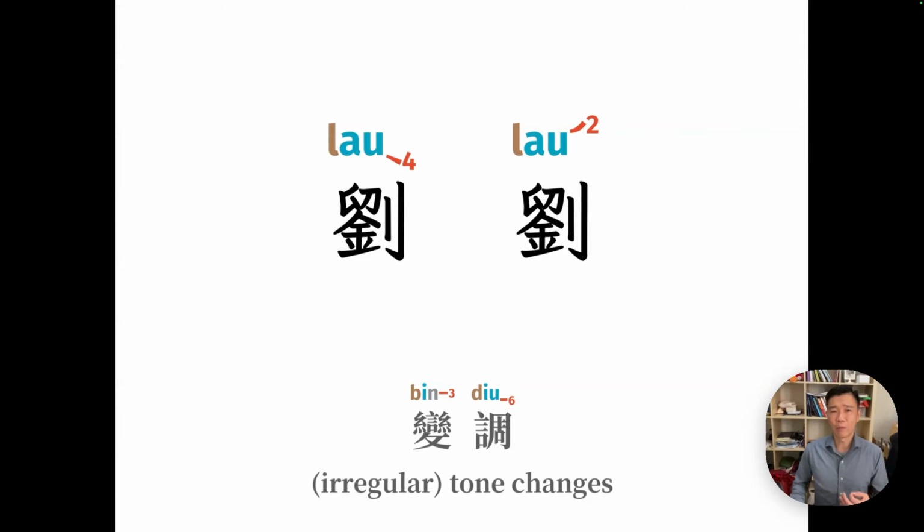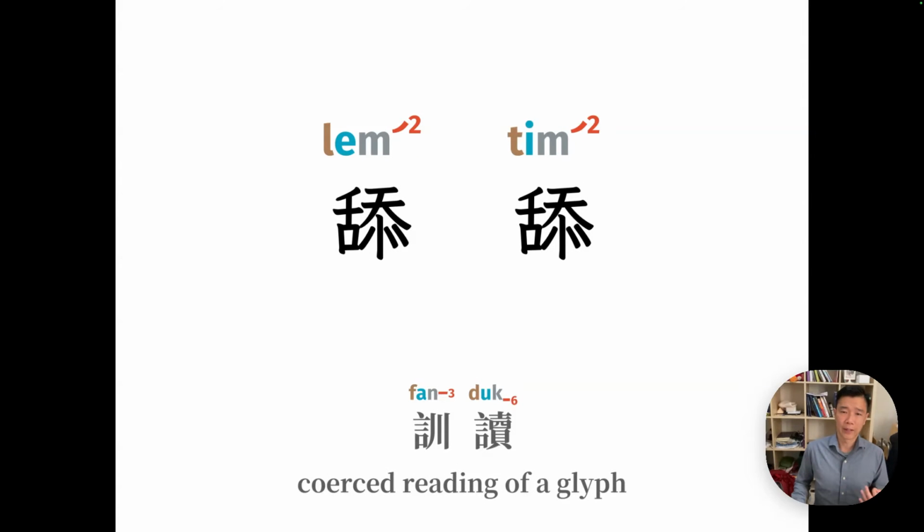Sometimes we have a sound that we already use, but we do not have a character. So we coerce it into an existing glyph that means a similar thing. For example, the character on the right is originally the same character. On the right is what is classically read as Tim, to lick. Colloquially, we have a sound that means to lick, and we say lam. So then we say, we don't have a character for it. Let's squeeze it into the existing one that means to lick. So this character could now be read 2 ways.